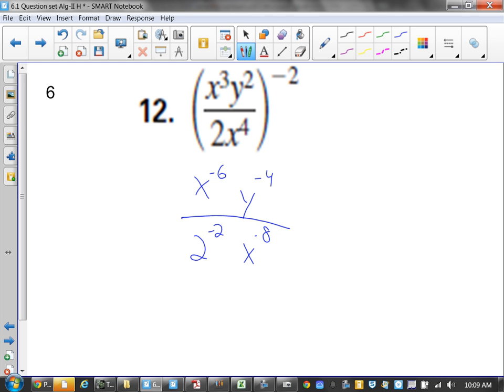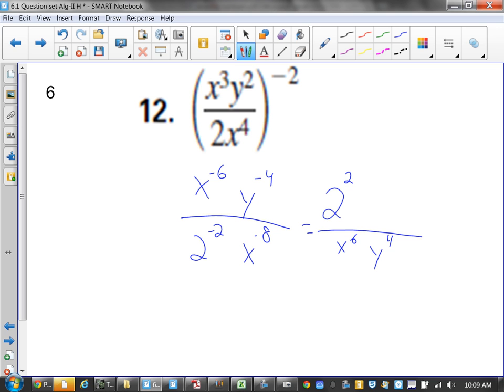Okay. At this point, work with your negatives. Is that x to the negative 6 happy in the numerator? Where is he happy? Is that y to the negative 4th happy? No. So he's happy. Is 2 to the negative 2 happy in the denominator? Where is he happy? And then it's x to the 8th.